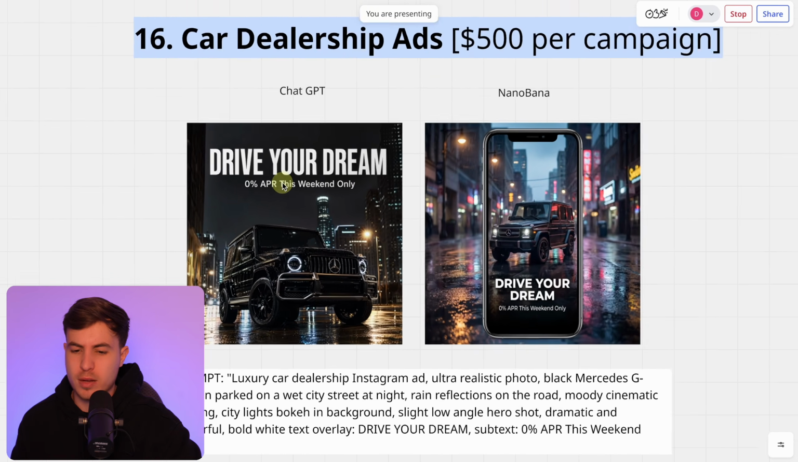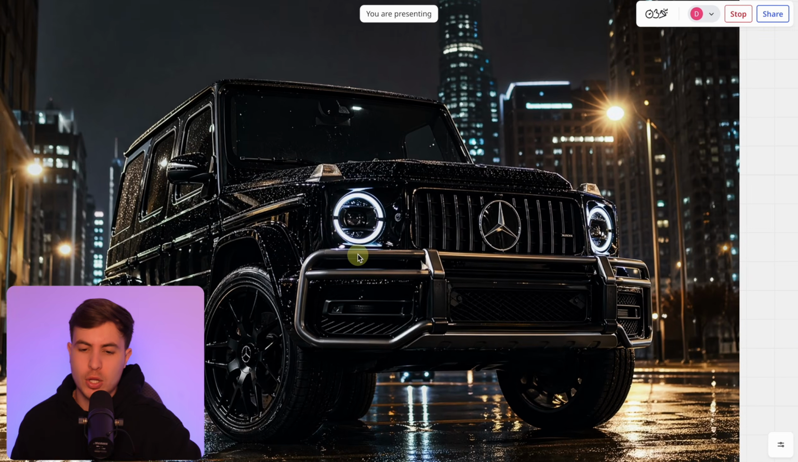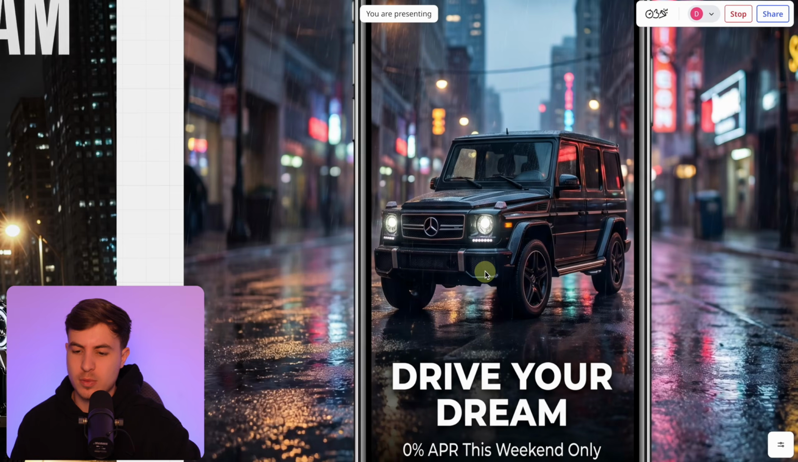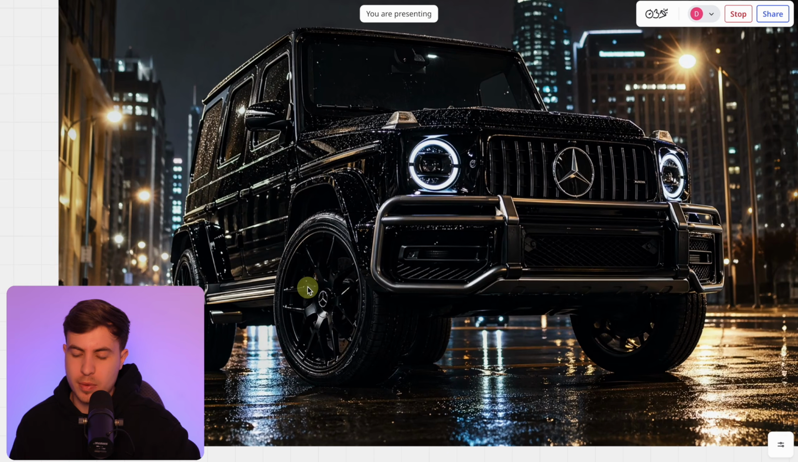And I know this sounds kind of repetitive, but I mean, just look how insane this is. Drive your dream, 0% APR this weekend only. Look how clean that is. And compare that to this one. What are we doing over here? What is this? This looks awful. GPT, I don't know what they're cooking up over there, but it's something special.